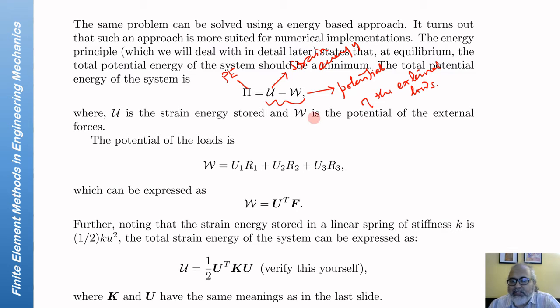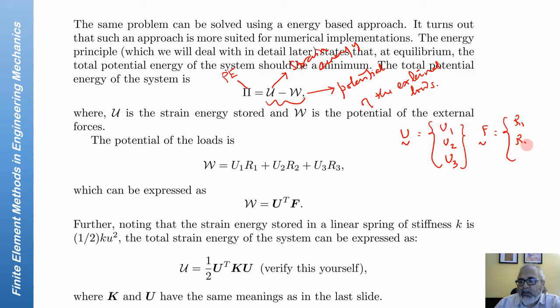Now let us look at the potential of the loads, the work done by the loads. We had defined the generalized displacement vector U1, U2, U3. We have also defined the generalized external force vector F: R1, R2, R3. And the work done by these force-displacement combinations is obviously U1 R1 plus U2 R2 plus U3 R3. All of them are in the same direction, so when you take the dot product, they just multiply.